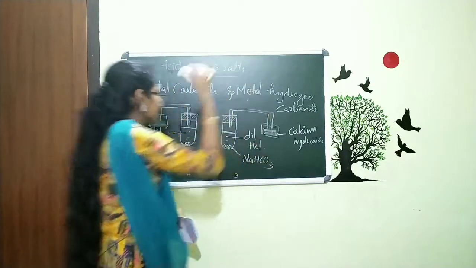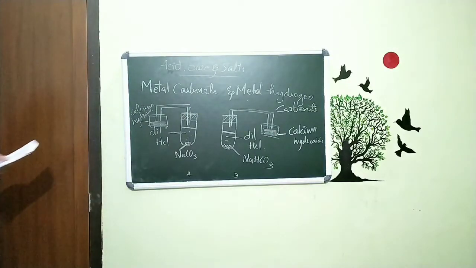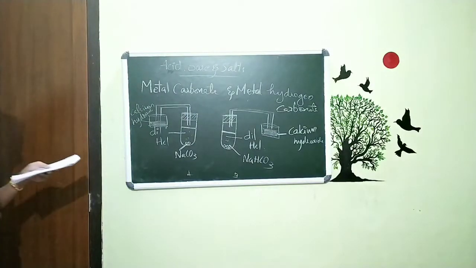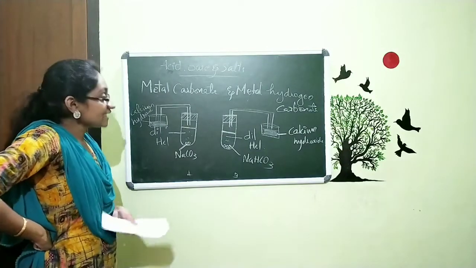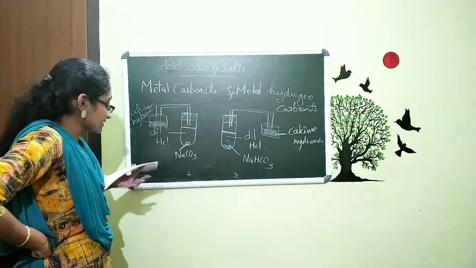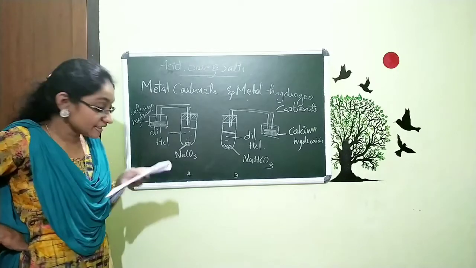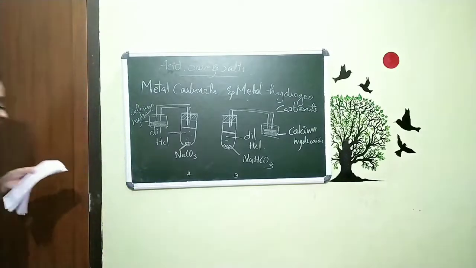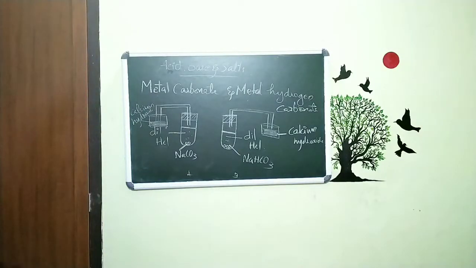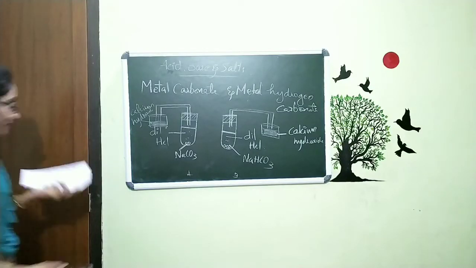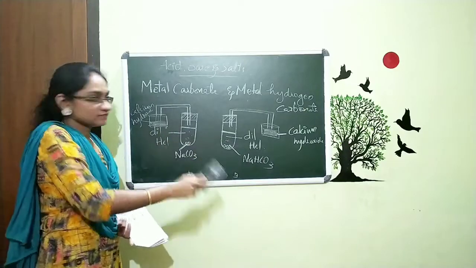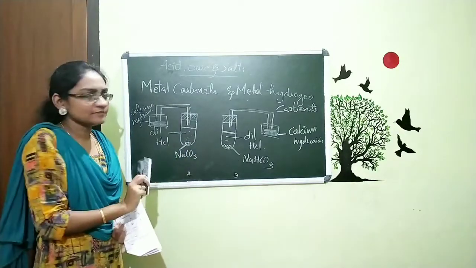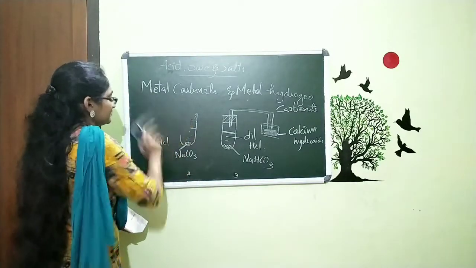Now the question is, which is the gas that forms here? The gas that forms here is carbon dioxide. Now we are going to explain this equation. That means we are going to explain the reaction with this. This is only the experimental setup. Now we are going to explain the equation.